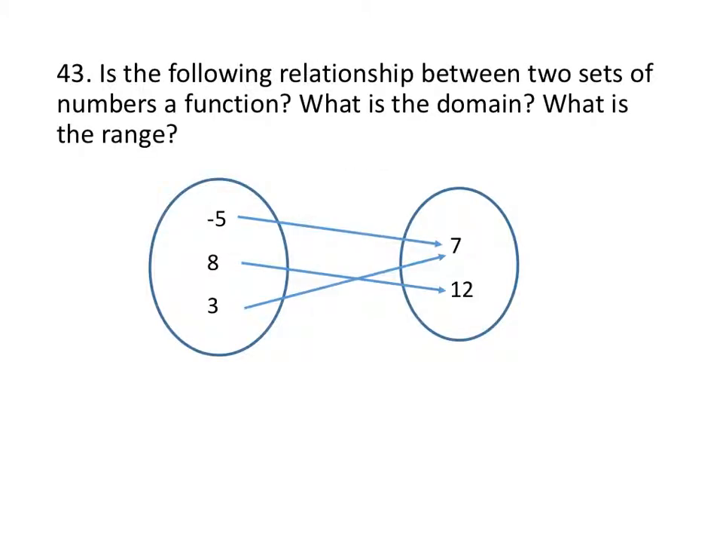Is the following relationship between two sets of numbers a function? If so, what is the domain and what is the range? Quick lesson on functions. If you think of a Coke machine, the button you push is your X, or your input, and what comes out is your Y, or your output.